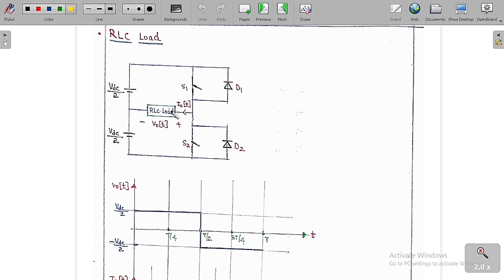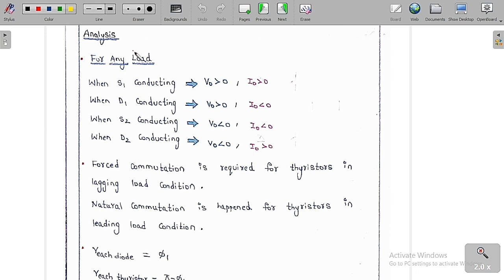In the previous we have studied RL. So now we are going to keep the RLC load. So VDC by 2, switch S1, switch S2, diode D1 and diode D2. So this is the load we are going to connect, which is the RLC load. The output voltage is plus or minus V0 of t and the output current is I0 of t. So now we are going to analyze this circuit.